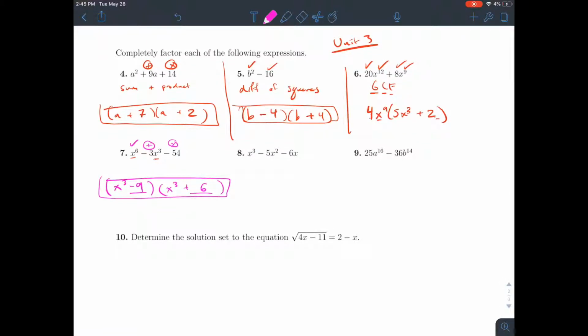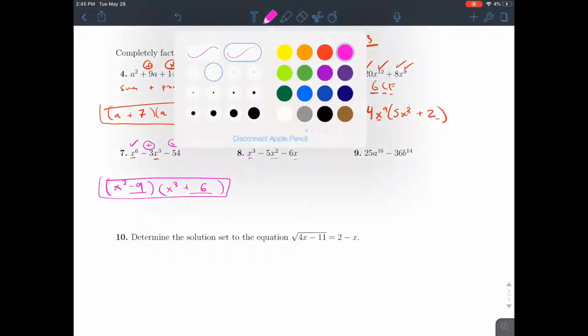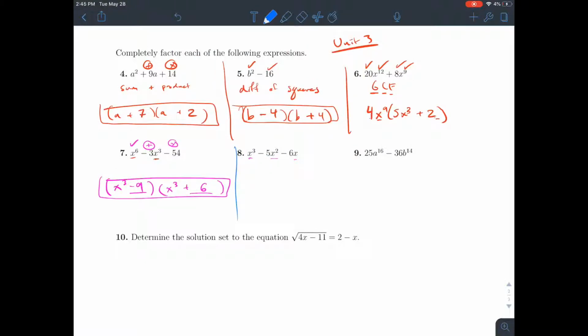For this one, it looks like a sum and product problem, but before doing that, you can realize that they all share an x in common. So we factor out the x they share in common, and that leaves us with x squared minus 5x minus 6, x times x minus 6 times x plus 1. So it's GCF for this part, and then sum and product for this part.